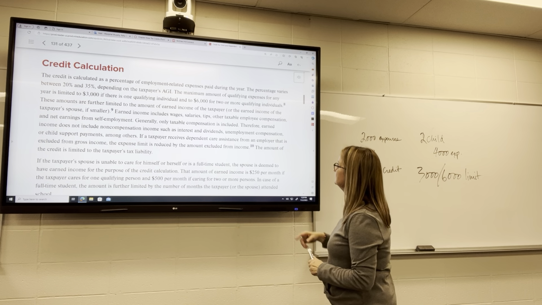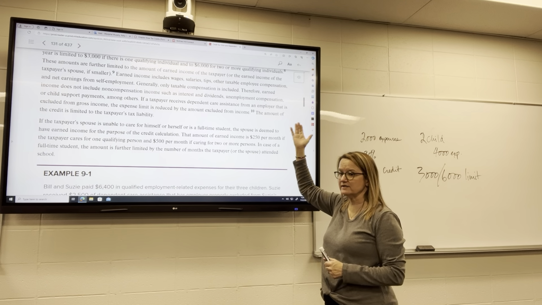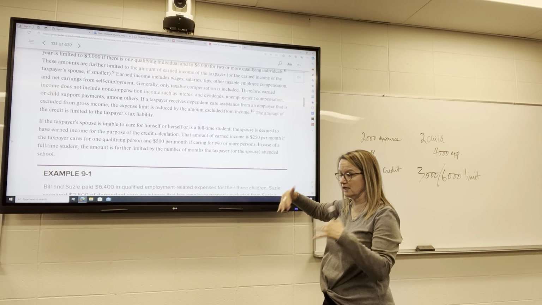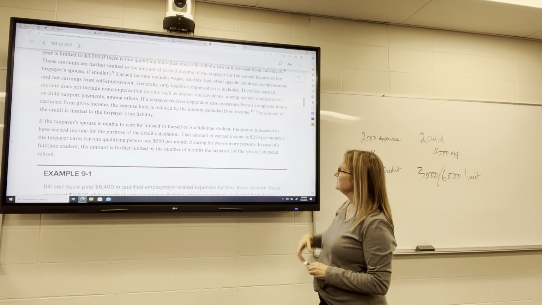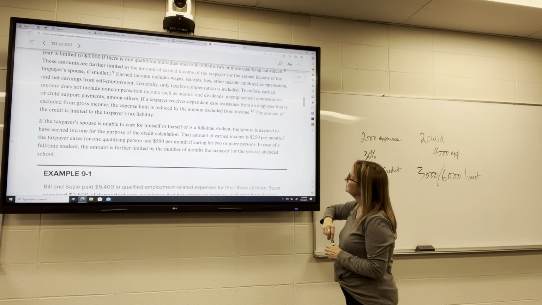If a taxpayer receives dependent care assistance from an employer, that also reduces the gross income in that calculation, because you got that benefit from it. The expense limit is reduced by the amount excluded from income. We'll go through some examples here that show this.